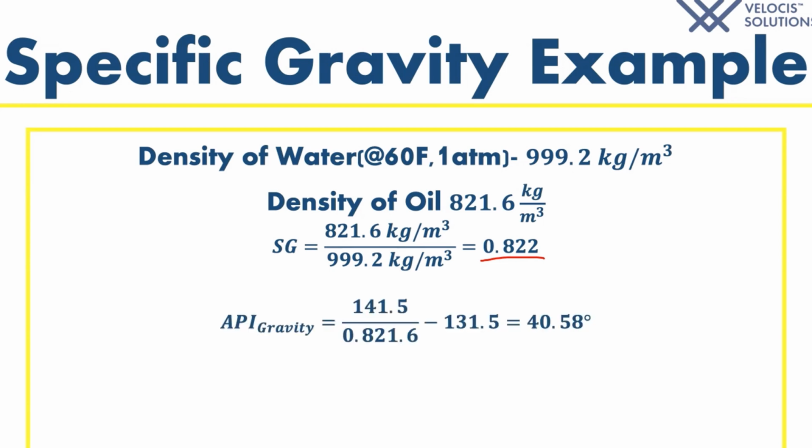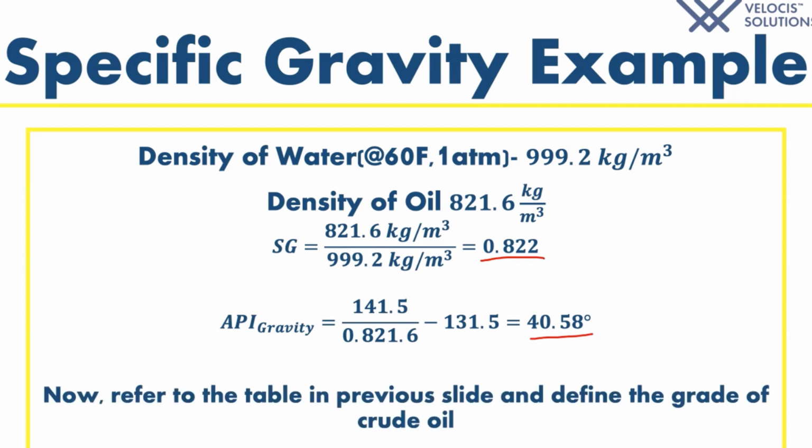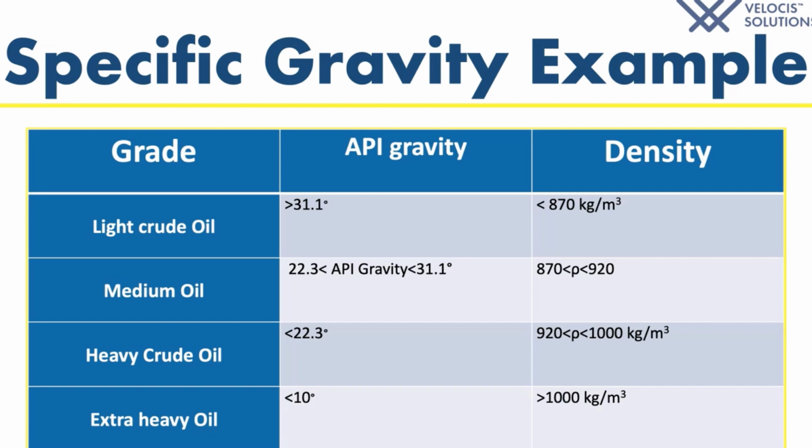Then we have to refer to the table in the previous slide and define the grade of the crude oil. As we take a quick glance at our table, it becomes evident that the oil exported by Zafar platform belongs to the light crude oil category.